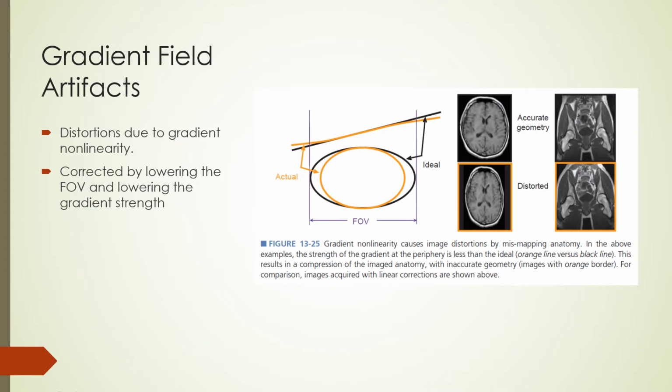The remedy is to reduce the field of view by lowering the gradient strength or by keeping the gradient strength constant but decreasing the bandwidth. It is also important to properly place the frequency encode gradient along the long axis of the patient and the phase encode gradient along the short axis of the patient. The two lower images show distorted images due to gradient nonlinearities.